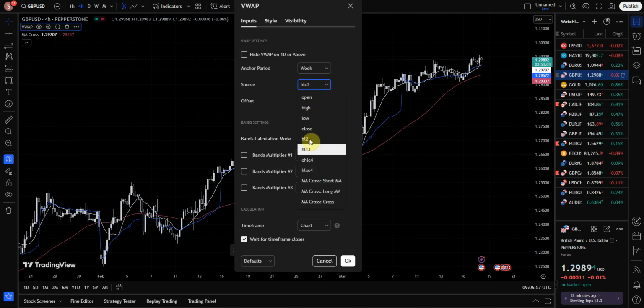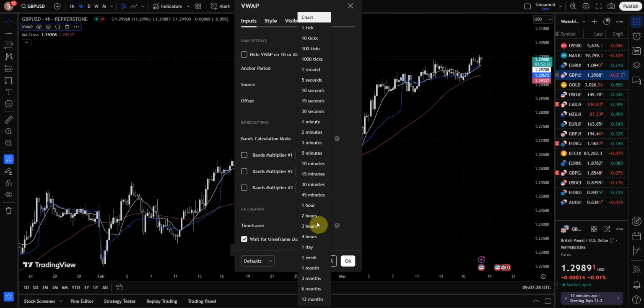Then you set the source to HLC3, high low close 3. I don't really have an explanation for why I choose HLC3, but it was a recommendation from one of those trading videos I watched one time on YouTube. So anchor to HLC3, let the offset be 0, and leave the bands to standard deviation, and that's all.